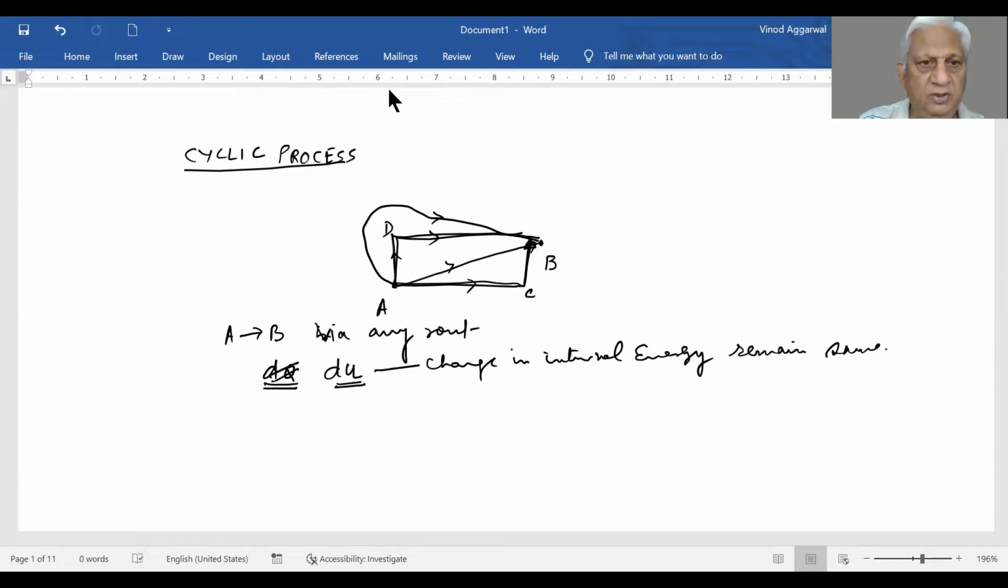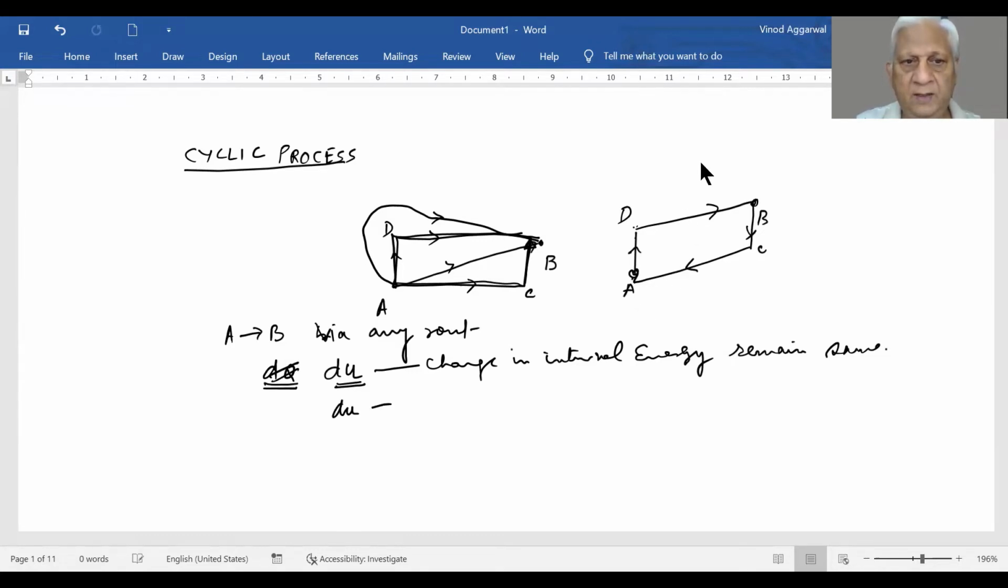Now, if we extend our arguments slightly further, if we go from A to B via A to D, then D to B, then B to C, then C to A, we are back to square one. What will be the change in internal energy in this case? Change in internal energy in a cyclic process is zero, because you are back to the same state. There is no change in internal energy.